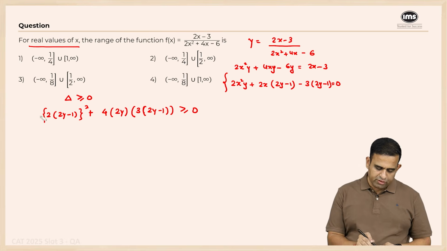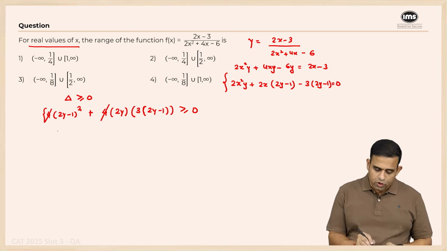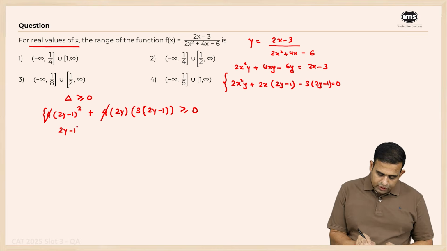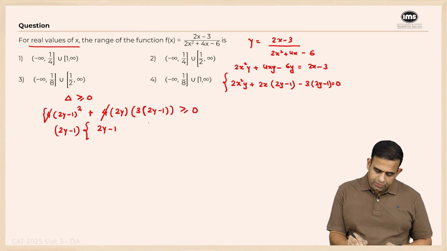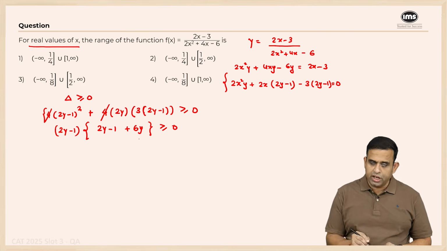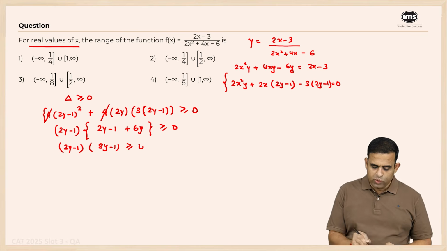So again, this is going to become 4 times this number. I can divide by 4. If I divide by 4, this part can be cancelled pretty easily. And understand, from both sides I can take 2y minus 1 common. If I take 2y minus 1 common, because that is a common factor, you will get 2y minus 1, and here you will be getting nothing but 6y more than or equal to 0. So we get 2y minus 1 times 8y minus 1 more than or equal to 0.